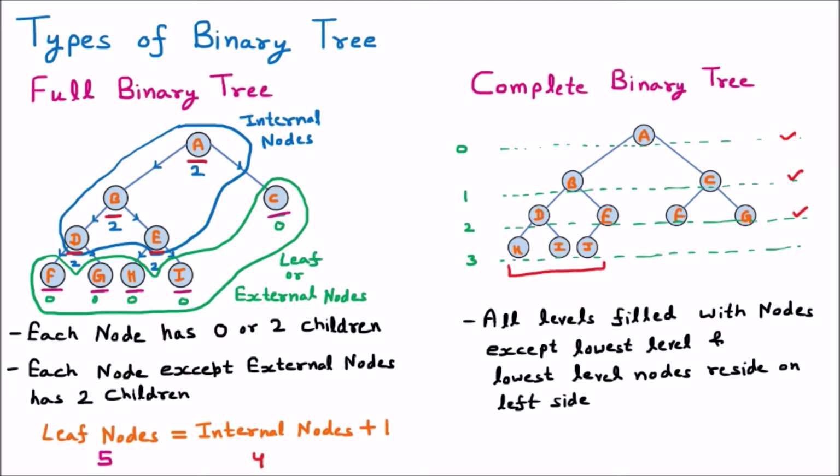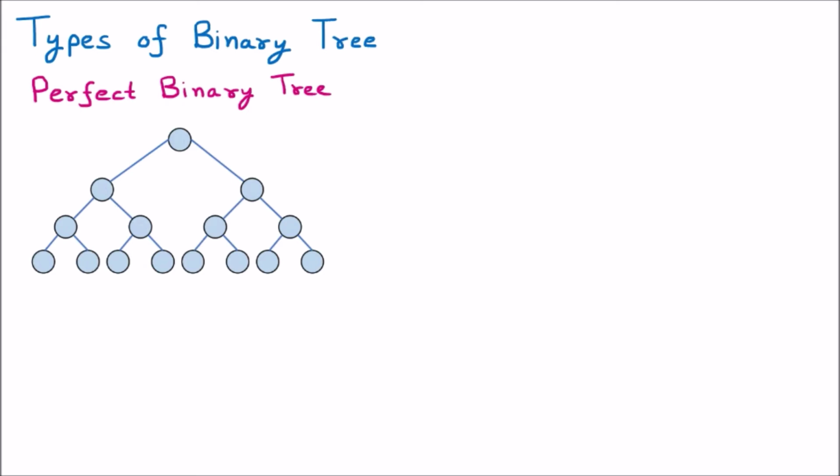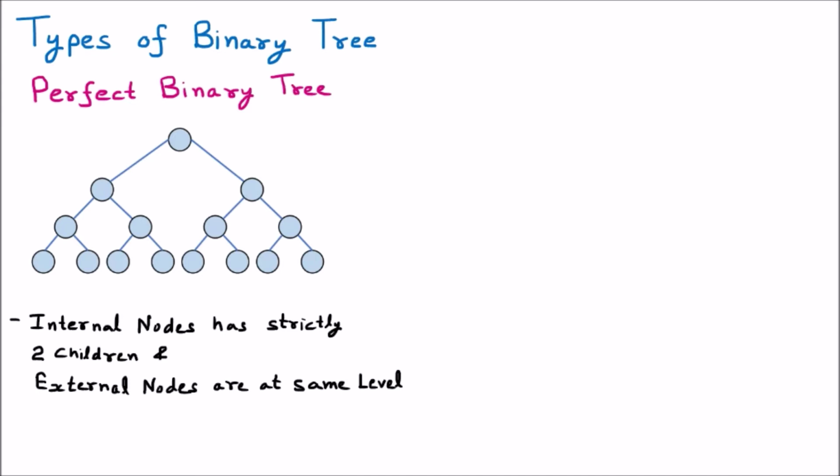Now we are going to discuss the next type of tree, which is the perfect binary tree. In a perfect binary tree, the internal nodes have strictly 2 children and the external nodes are at the same level. So now here we are learning this. First of all, I am giving the nodes labels: A, B, C, D, E, F, G, H, I, J, K, L, M, N, O.